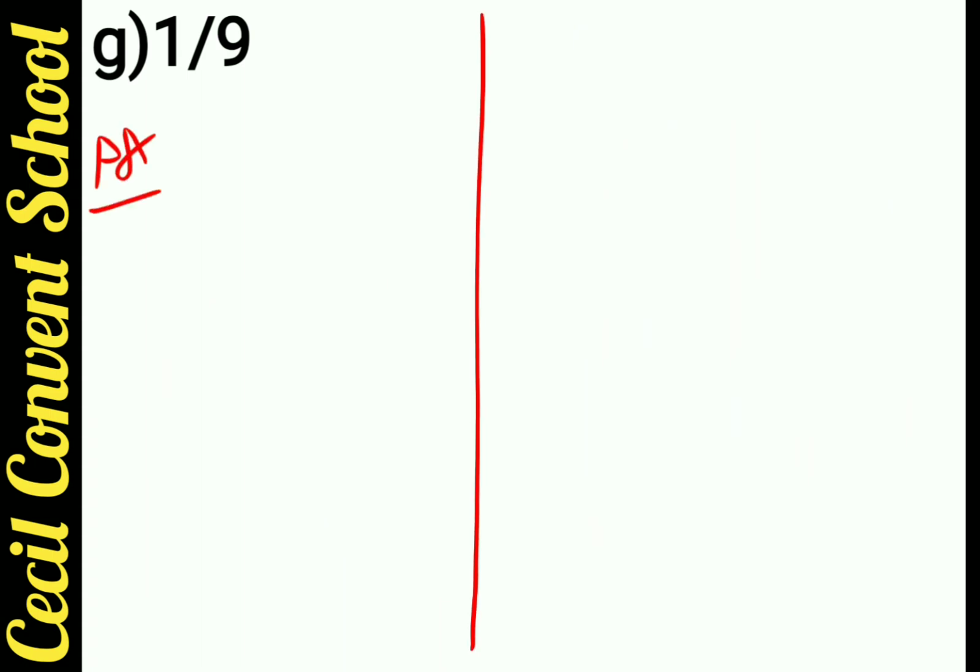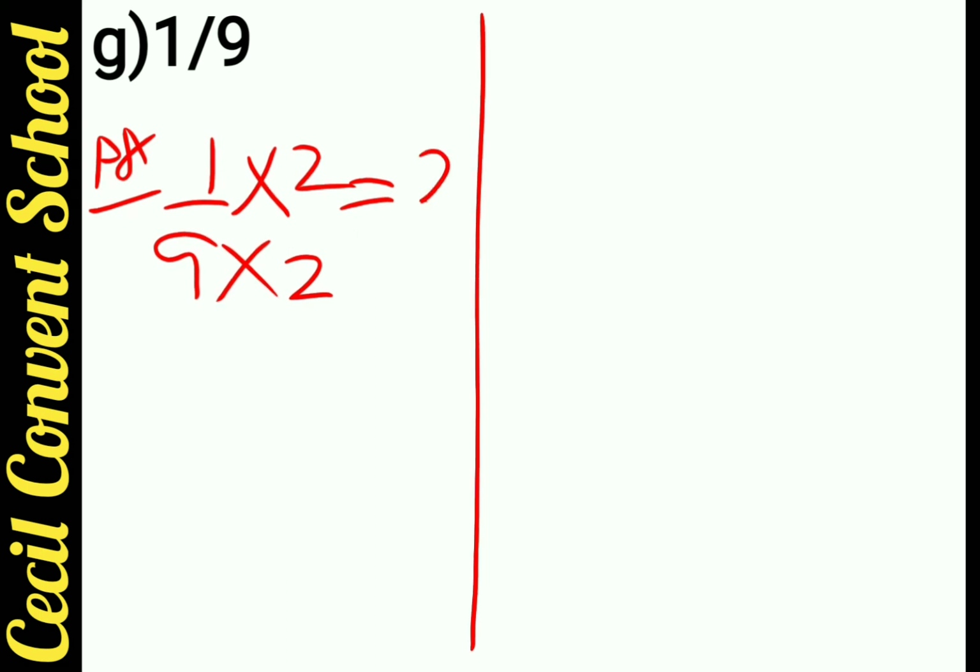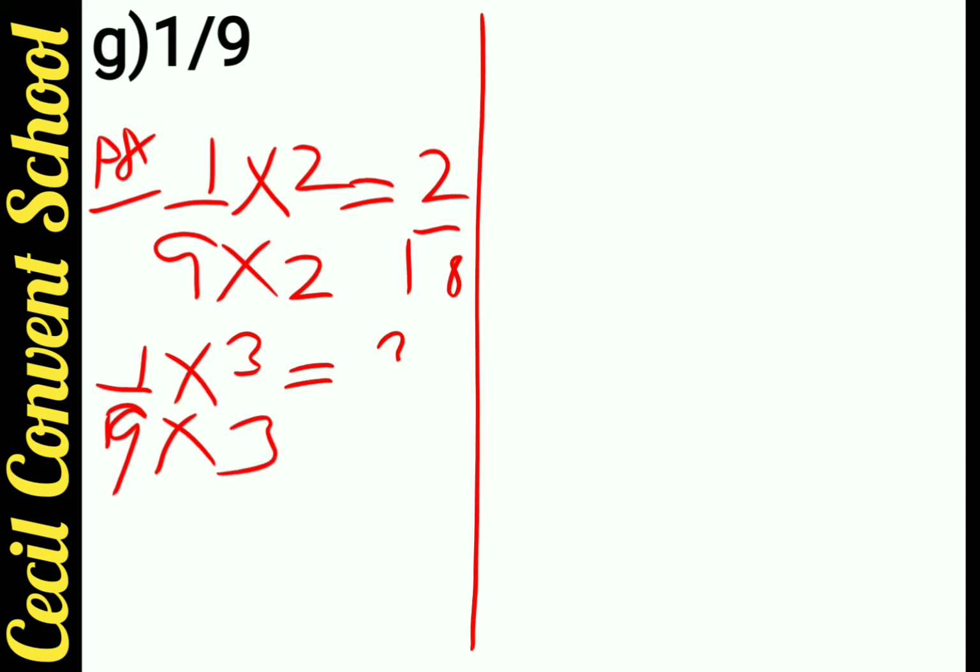Solution: 1 by 9 into 2. Answer comes 2 by 18. 1 by 9 into 3. Answer comes 3 by 27. 1 by 9 into 4.